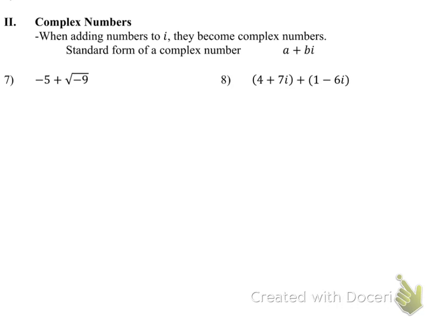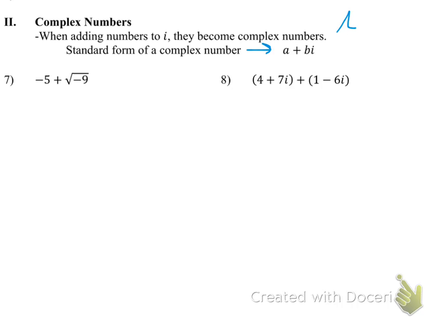Okay, these notes are just a continuation of the imaginary numbers notes that you just took. So now we're moving on to complex numbers. When adding numbers to i, that's when they become complex numbers. Imaginary numbers are just i. Complex numbers have a standard form: a, meaning a regular number, and then plus some type of i. So that's what makes it a complex number now.